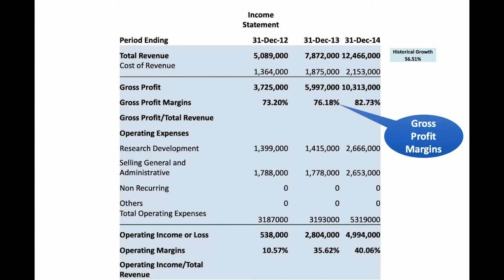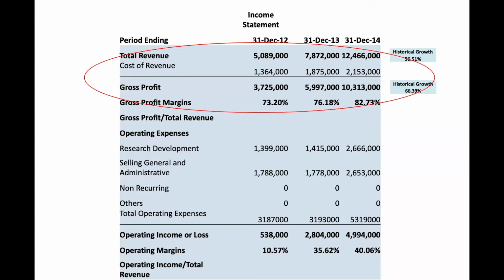The other thing we're looking at now is if you take your gross profit and divide that by your total revenue, you get your gross profit margin. You can see that the gross profit margin for this corporation was 73%, then it increased to 76%, then almost 83%. What this is saying is for every dollar in sales, every dollar in revenue, you're looking at 82 cents on the dollar in gross profit margin. So this corporation's profit margin is increasing. This is actually a very positive sign.